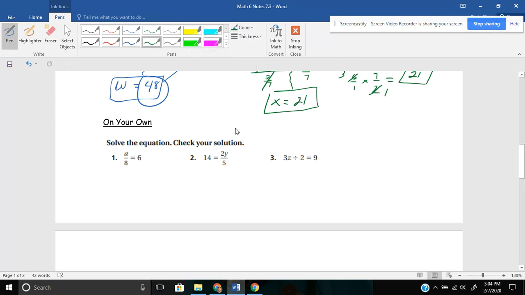All right, here's what I came up with. Here I would multiply both sides by 8. So I would get 8 equals 48.